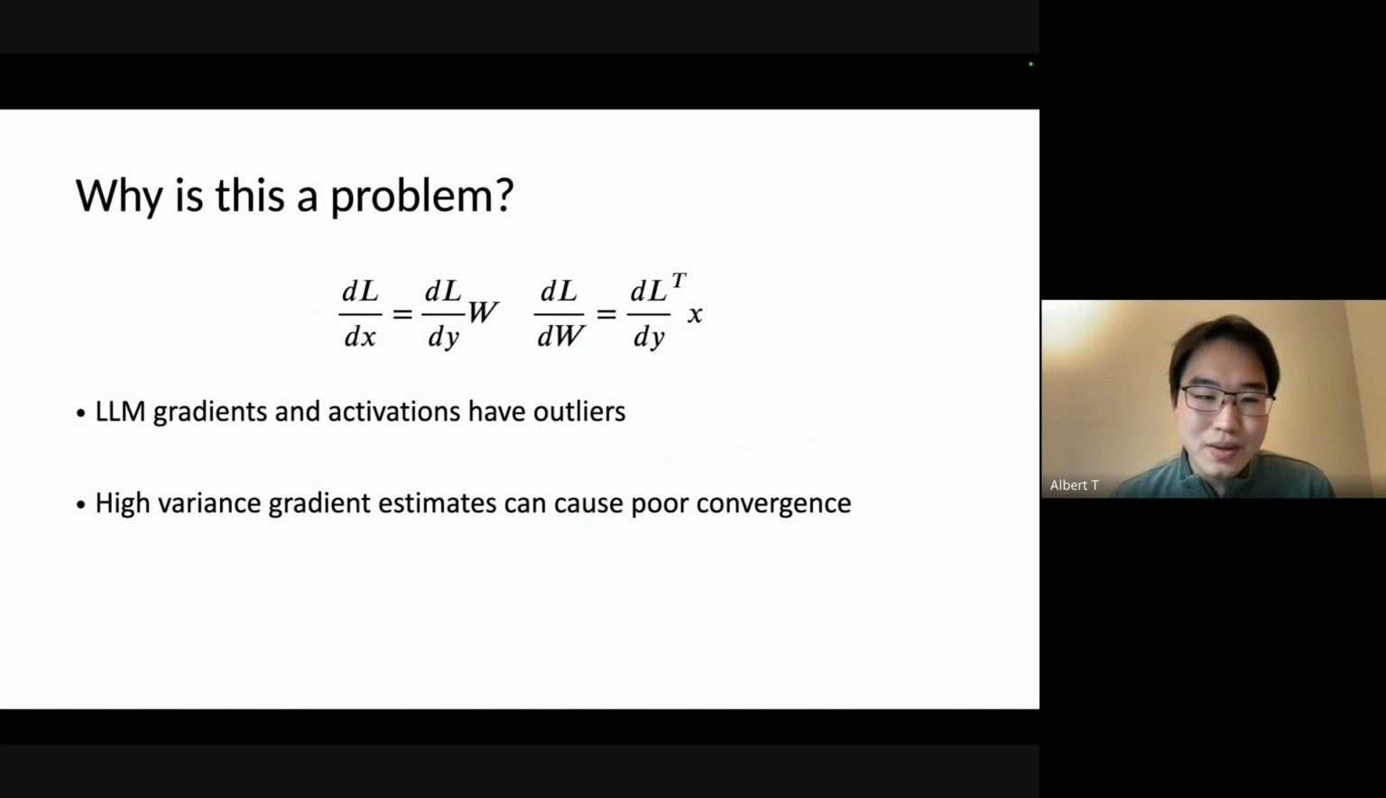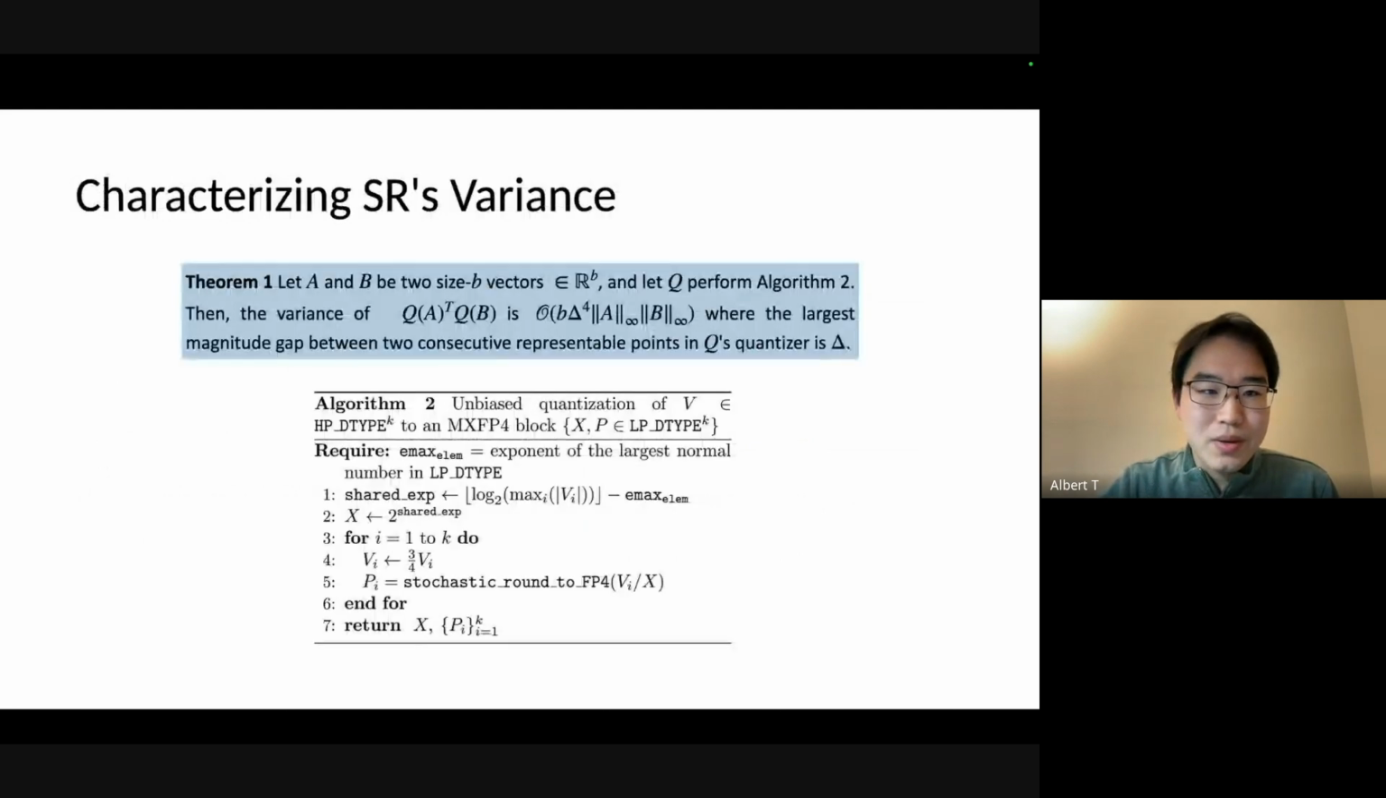Well, if we look at when we calculate the gradients, DLDX is dependent on the error signal, which has outliers in it, and DLDY is dependent on both the error signal and the activations, both of which have outliers in them as well. So if we have outliers, we get high variance gradient estimates, and we can also get poor convergence, which is bad. So how can we fix this?